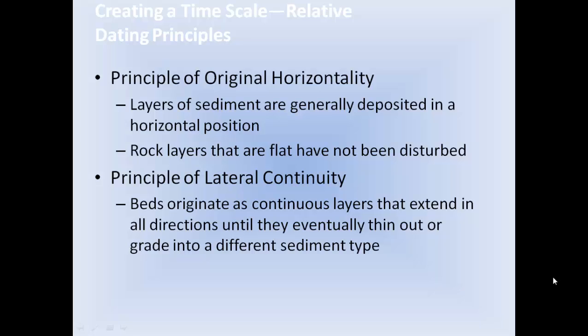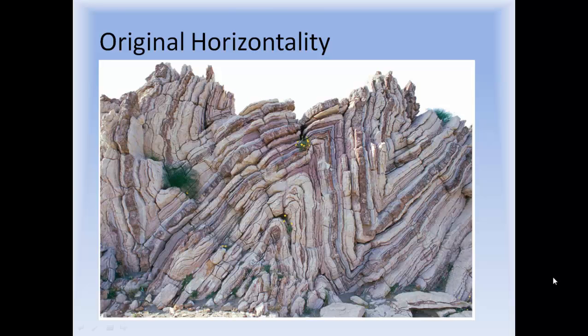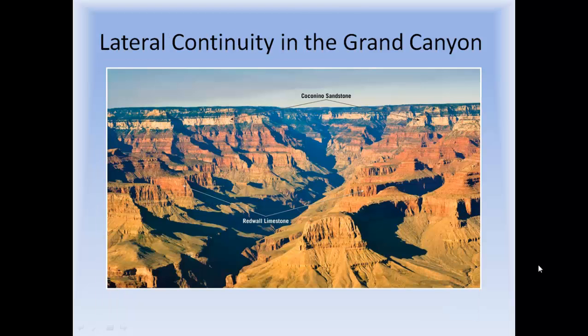Third rule, principle of lateral continuity. Beds originate as continuous layers that extend in all directions until they eventually thin out or grade into a different sediment type. Here, these rock layers are not very flat right now, but when they originally formed, they were formed in flat layers. So these rocks haven't been disturbed by compression. Lateral continuity: in the Grand Canyon, this rock layer here is the same as this rock layer here. It was all laid down all over this region, but a river has carved through it.